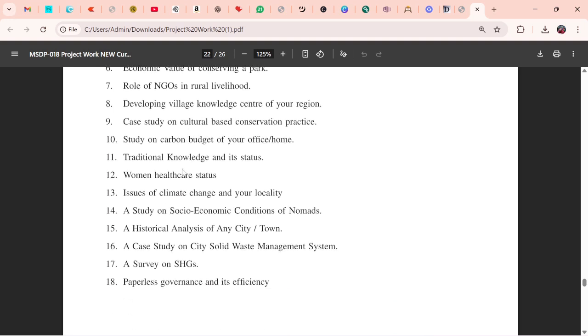Next are the economic value of conserving a park, the role of NGOs in rural livelihood, developing a village knowledge center of your region, a case study on cultural-based conservation practice, a study on the carbon budget of your office or home, traditional knowledge and its status, women's healthcare status, issues of climate change in your locality, a study on the socio-economic conditions of nomads, a historical analysis of any city or town, a case study on a city solid waste management system, a survey on SHGs, paperless governance and its efficiency.